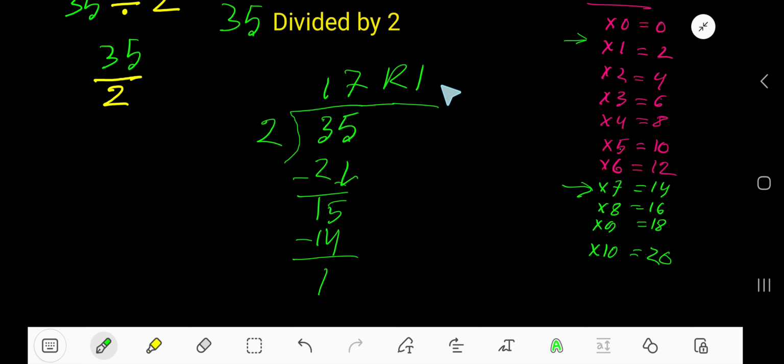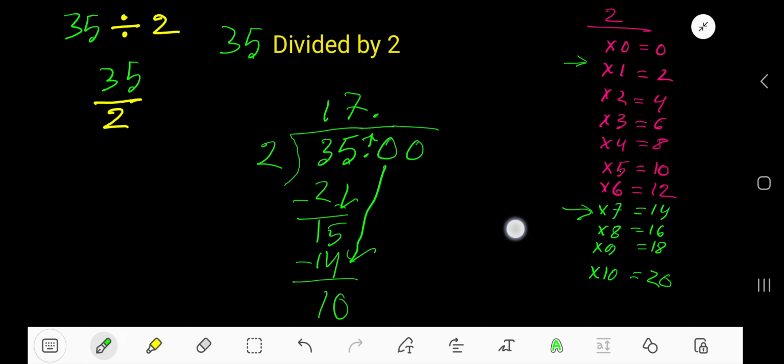Or if you want to write your answer in decimal, then take a decimal point here. You are allowed to take any number of zeros. Bring down the first zero, but before the zero, the decimal must come to the quotient directly. 2 goes into 10 how many times?